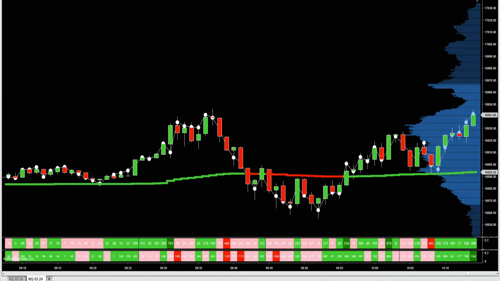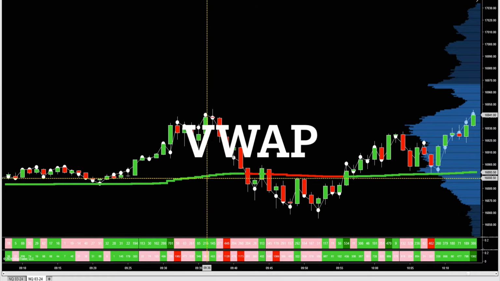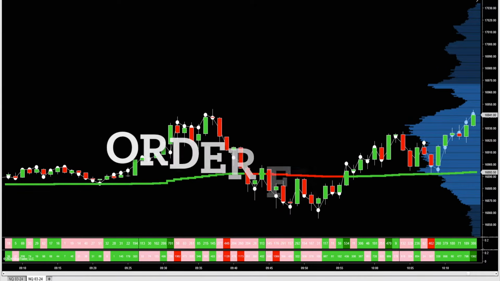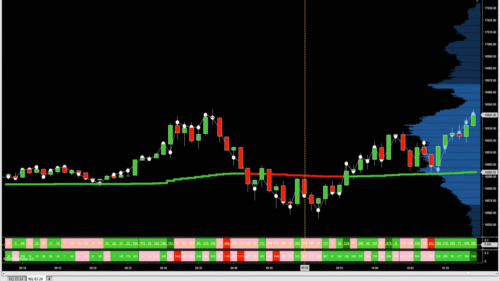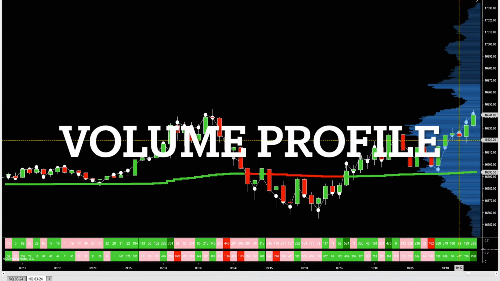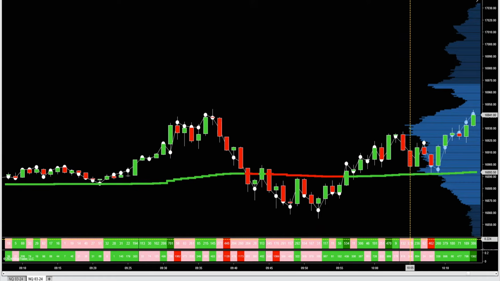So 3 indicators that I would never want to trade without. We got VWAP, we got some kind of order flow, volume delta per bar is what I have here, and volume profile. These are the 3 indicators that are not included in the free NinjaTrader version that I would absolutely not want to be trading without.